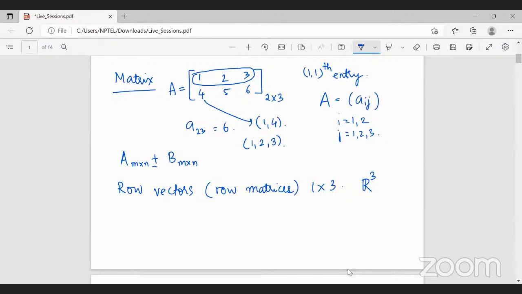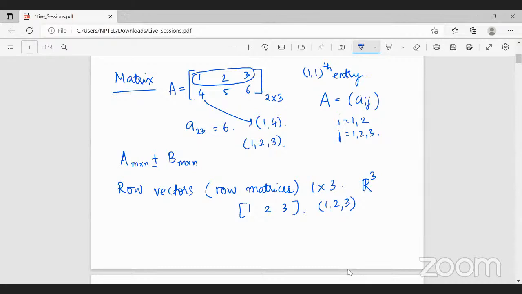Because that one row, if I look at that as a vector, is going to have 3 components. Say 1, 2, 3. This is a row matrix. I can think of this as a vector 1, 2, 3. So however many columns this matrix has, that many components that vector will have. Is this clear? Yes, ma'am.